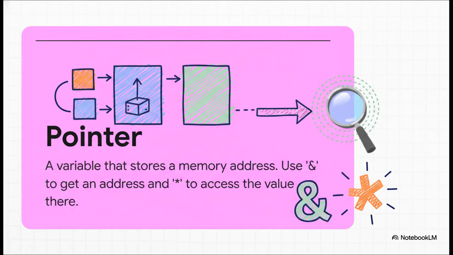Well, the solution is one of C's most powerful and sometimes feared features, pointers. The idea is, instead of passing the values themselves, we pass the address of where those values are stored in memory. A pointer is simply a special variable that's built to hold a memory address. Getting this concept down is your gateway to doing some really advanced stuff in C.